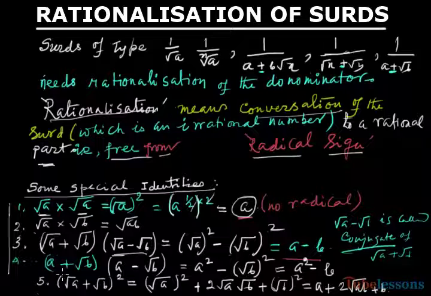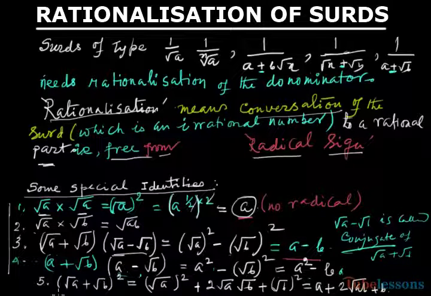Next one is a plus root b, and the conjugate of a plus root b is a minus root b. So when you multiply this, it becomes again the a plus b, a minus b form. So it is a square minus root b whole square. Now this root b whole square becomes b. So we got a square minus b.